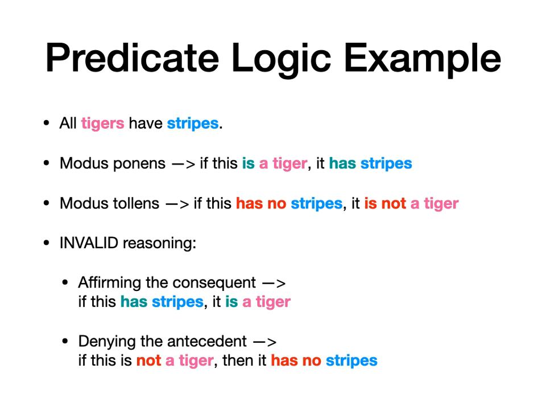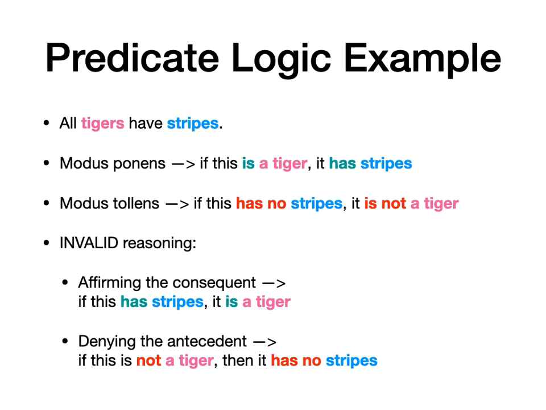So take this idea that all tigers have stripes. Modus ponens says if this is a tiger, then it does have stripes. So if I know something is a tiger, then I know it has stripes. Modus tollens is if this thing that I'm looking at has no stripes, then I know it's not a tiger because all tigers have stripes.